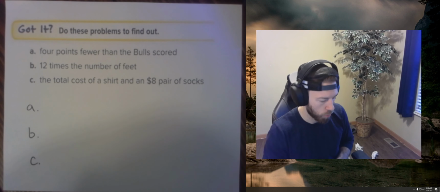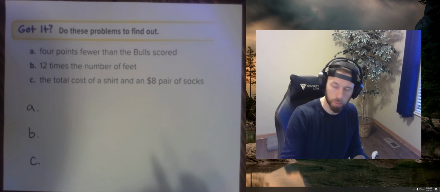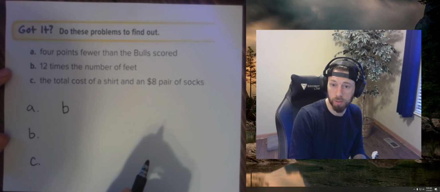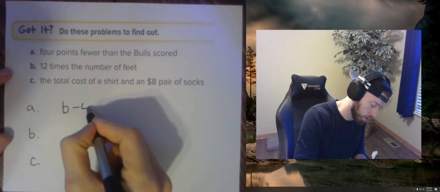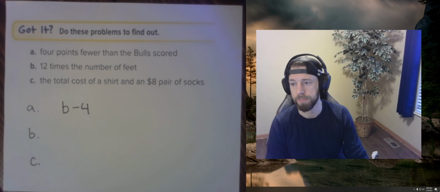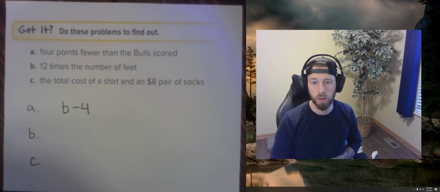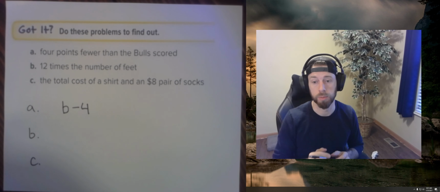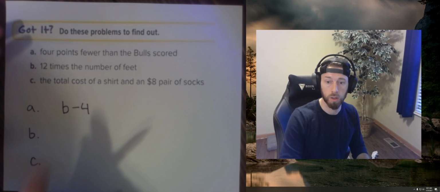A, 4 points fewer than the Bulls scored. Well, the Bulls scored this many points, B. And 4 points fewer than that would be B minus 4. It cannot be 4 minus B, guys, because subtracting 4 from something is what gets 4 less than it.